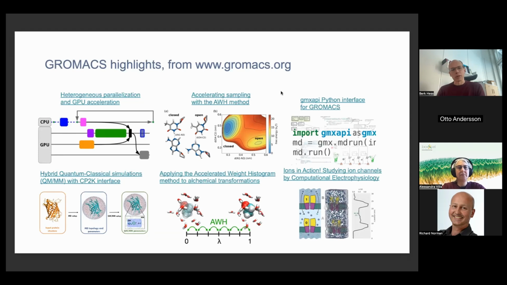For this, we collaborate with all major hardware vendors: NVIDIA, AMD, and Intel. They all have people working on GROMACS to improve performance on current and future hardware. Also in this release, I'll go through some improvements in this machinery of GROMACS that makes it run very fast.